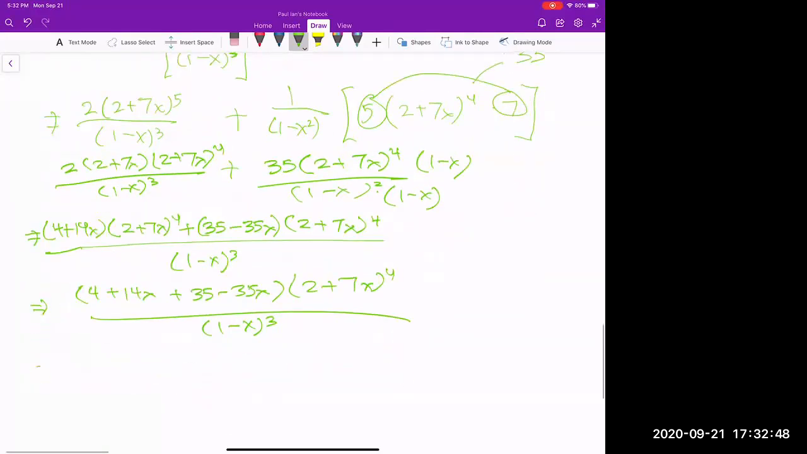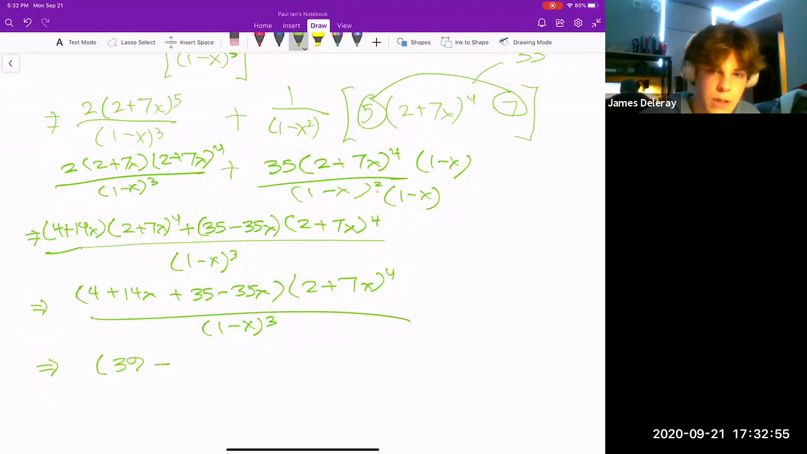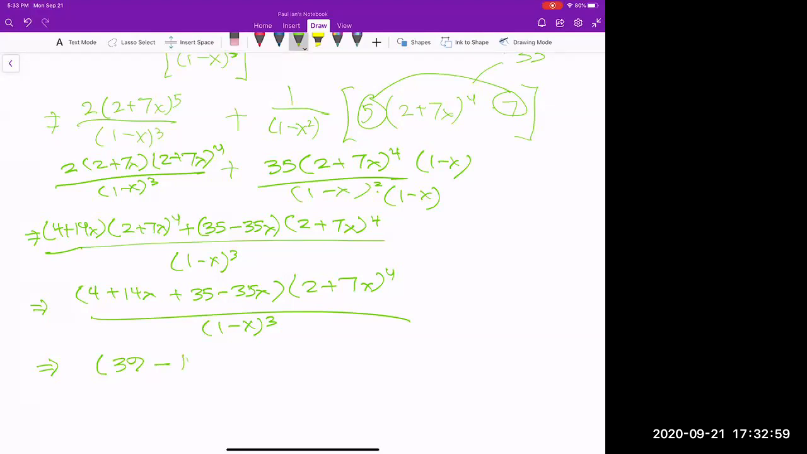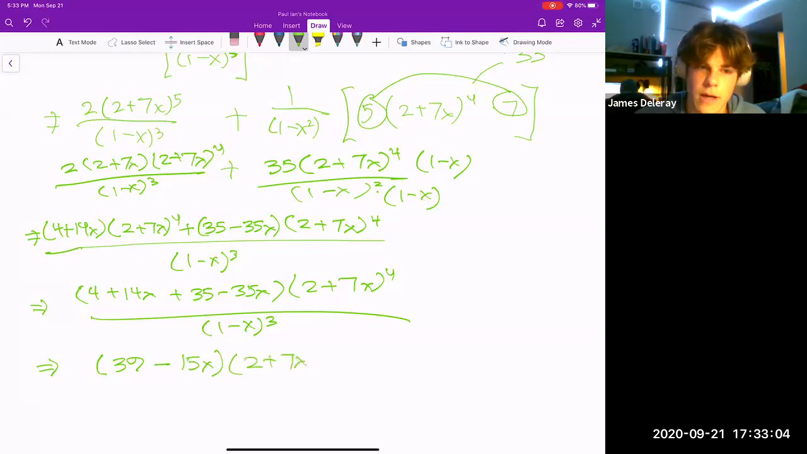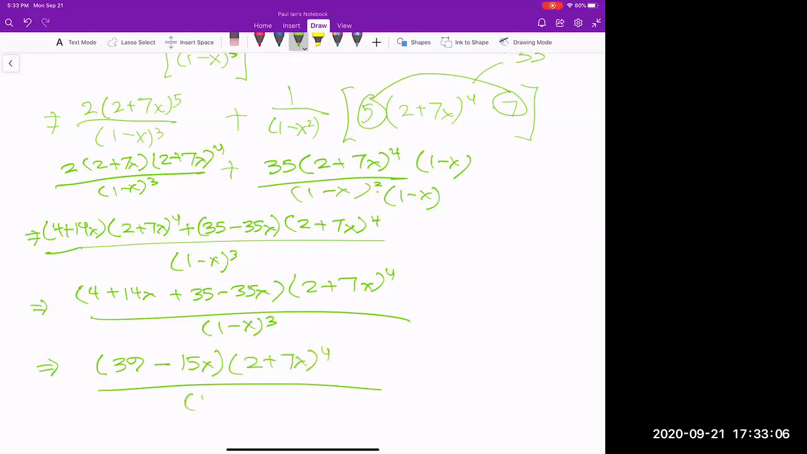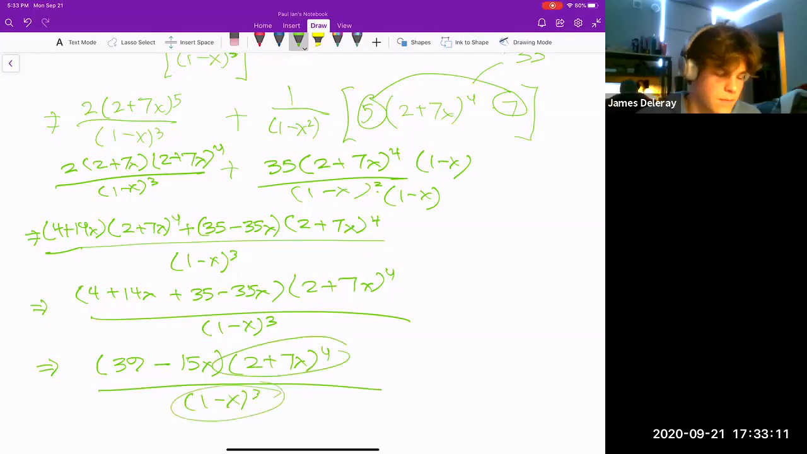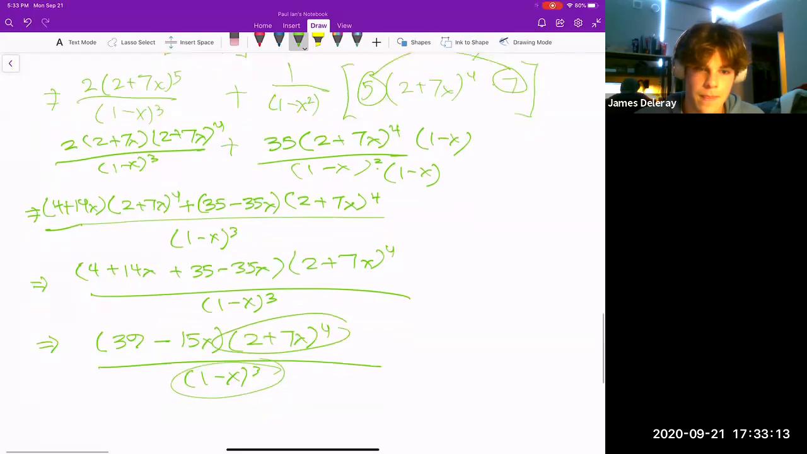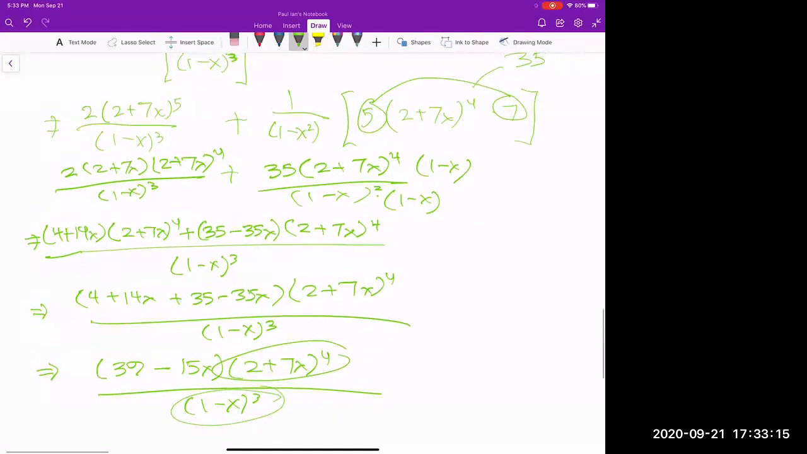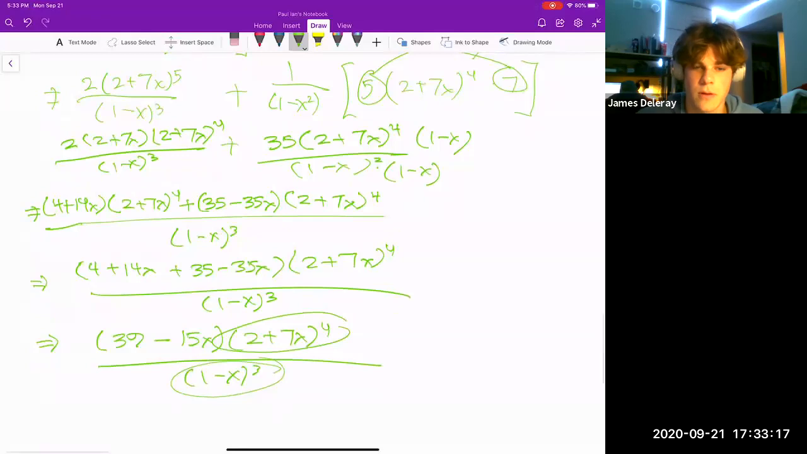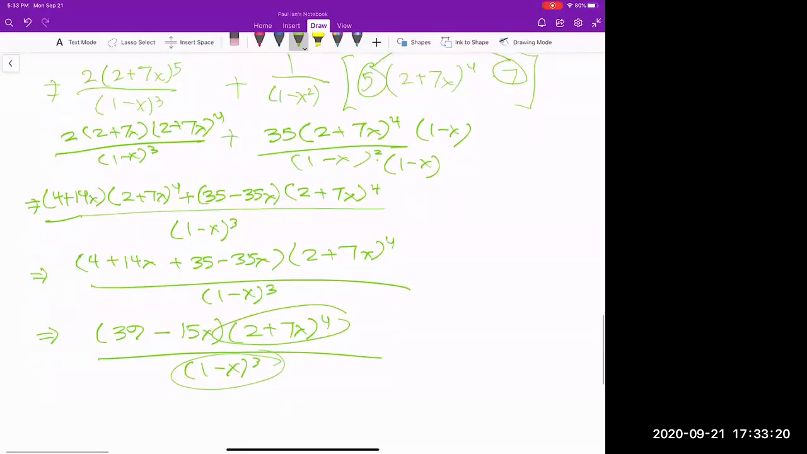Okay. So what did you get? 7x plus 2q to the fourth times. We got the same stuff. Oh wait, what did you get in the end? Did you get this term in the bottom? No, what was your bottom? I got 1 minus x cubed. Okay, good. And then what was the term up top?